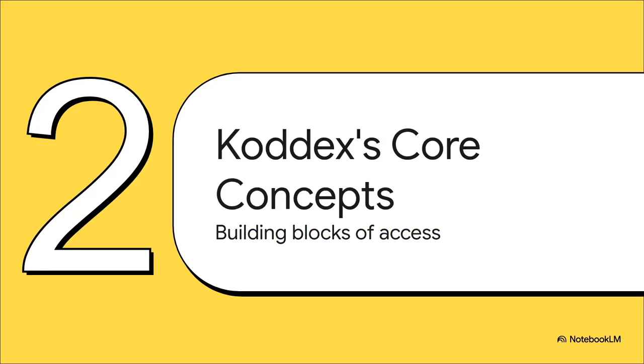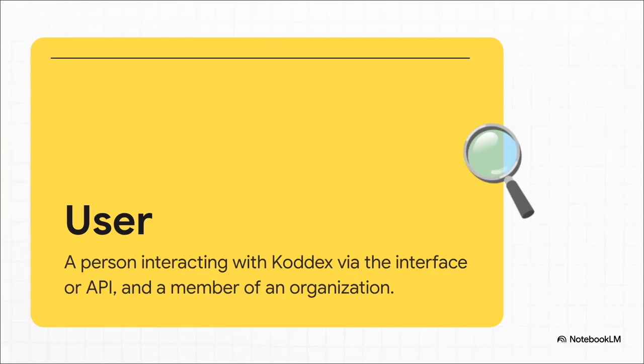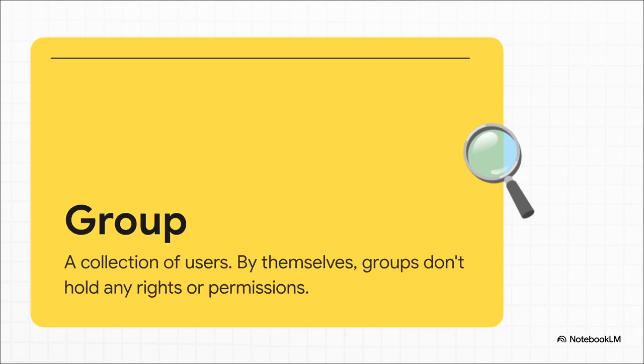Okay, let's dive into that first bucket, accessing the actual data. To really get this right, we just need to understand a few fundamental building blocks. First things first, you've got the user. Pretty straightforward, right? This is a person on your team, someone logging in and getting work done. Now, there are also machine identities called service accounts for things like API access, but for now, let's just focus on the people.